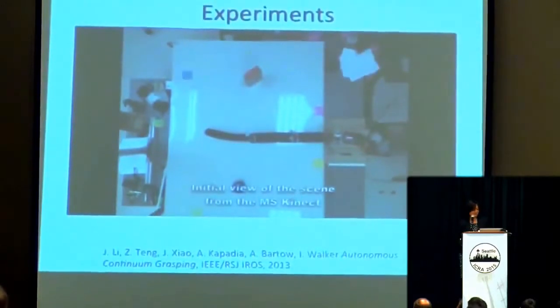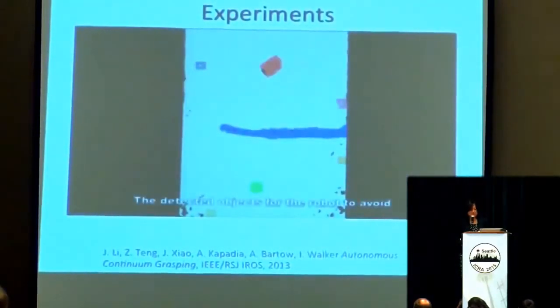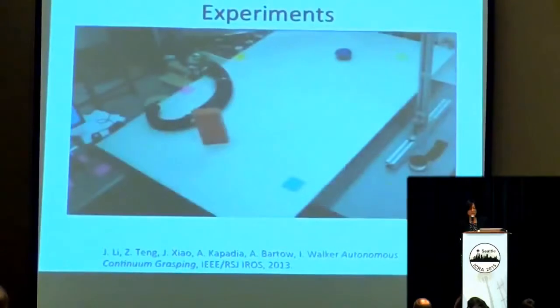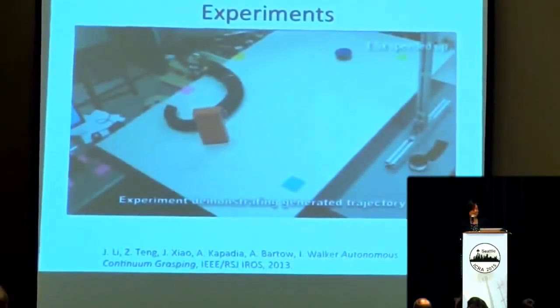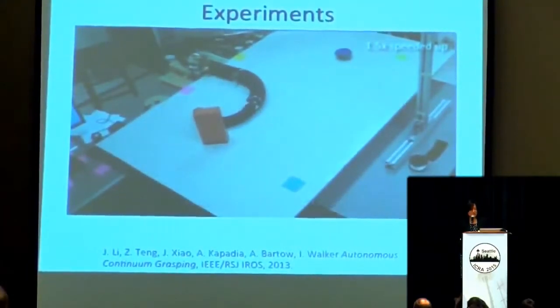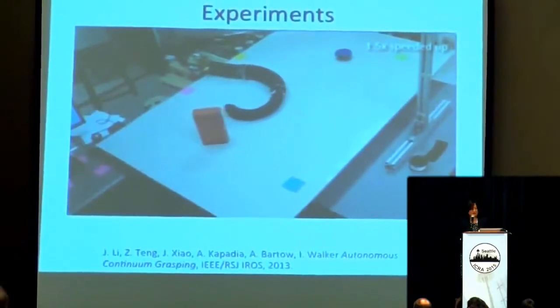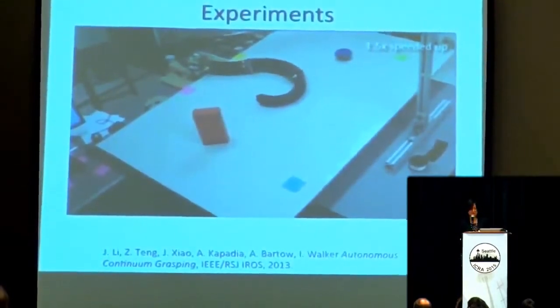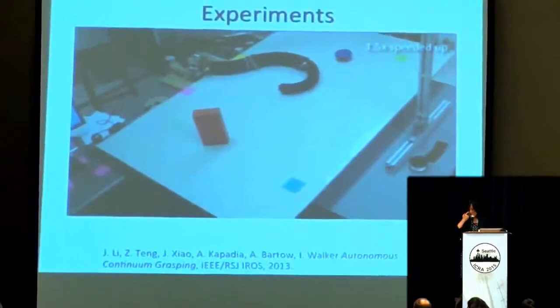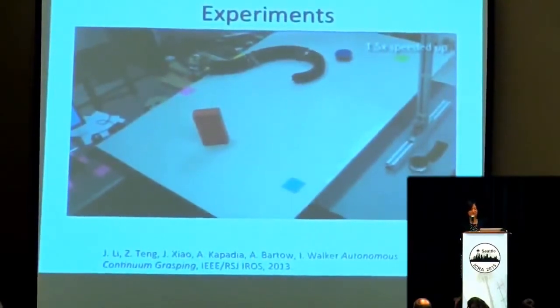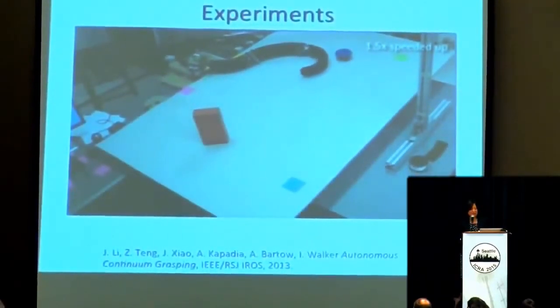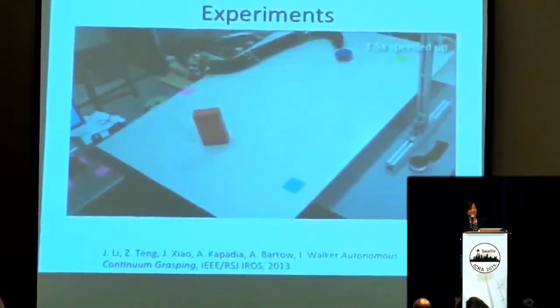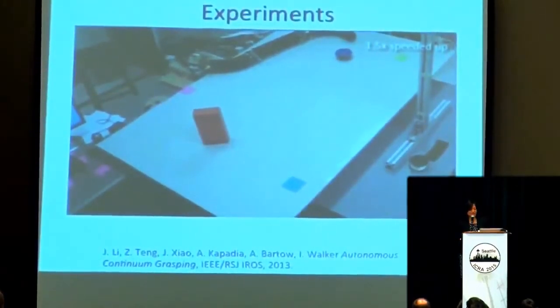And here's another example. And we put an obstacle in the way. So the robot will have to avoid this obstacle, a brick-like obstacle, in order to wrap around the target object. This is 1.5 times sped up, so it's not that bad. But the robot is operating in open loop in those experiments.